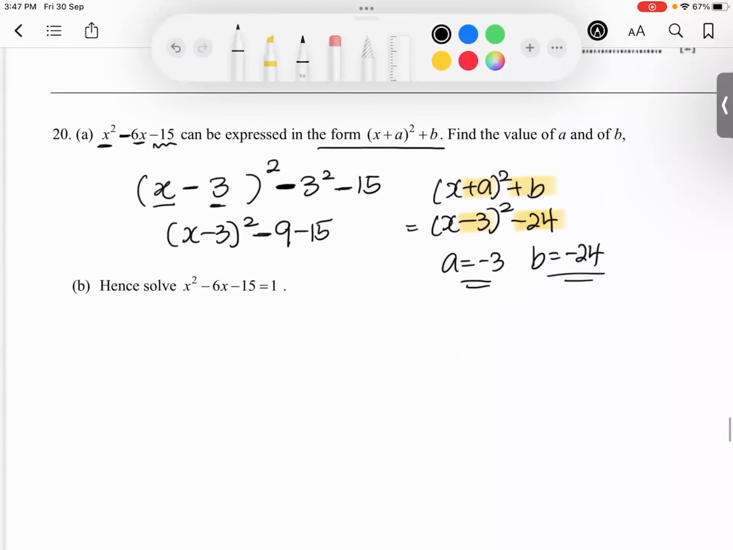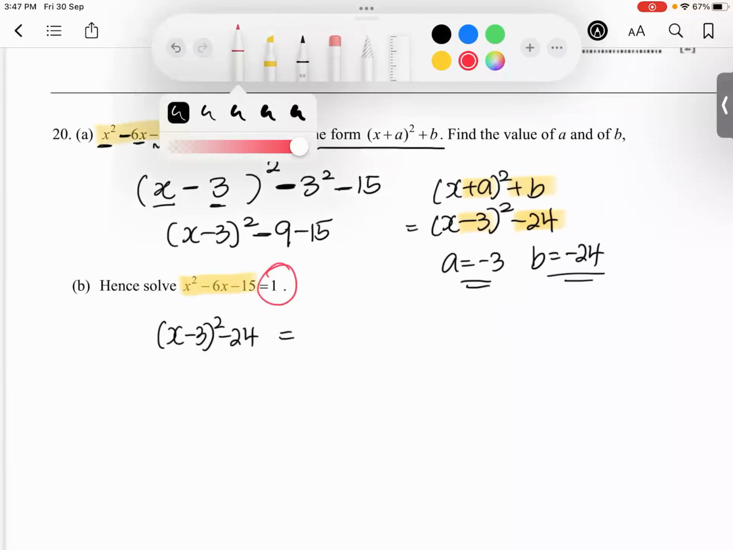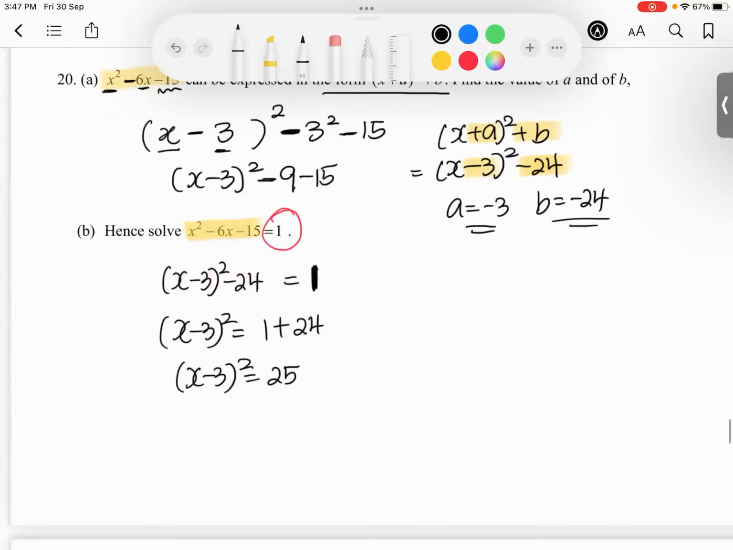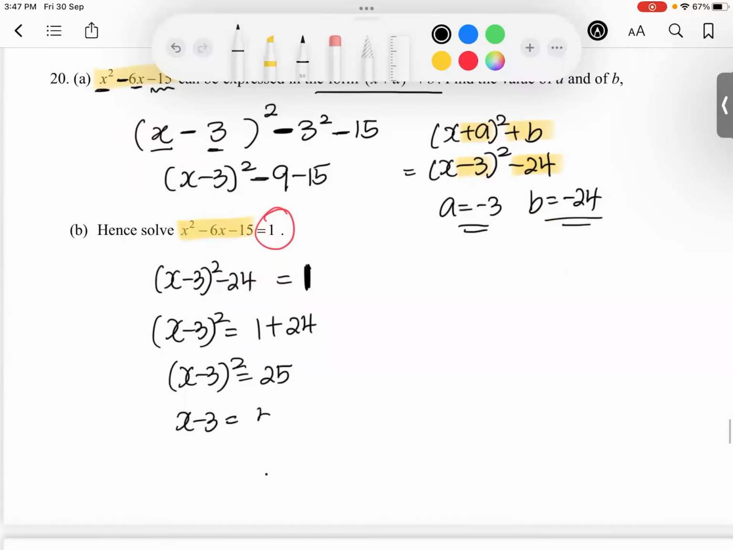Now look at this part of the question. It's not equal to 0. This whole thing is the same, so I replace only this portion. But this number over here is 1, not 0. So you get (x minus 3) whole thing squared equals 1 plus 24, which is 25. Then when you take the square root of 25, you get two numbers, 5 or negative 5. x equals 5 plus 3, or negative 5 plus 3.